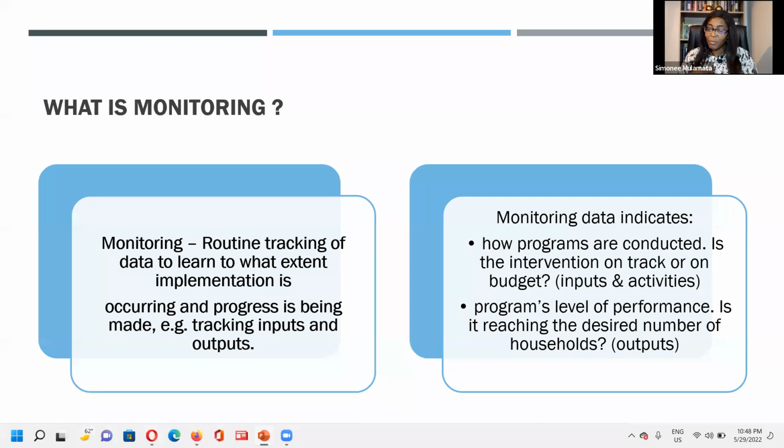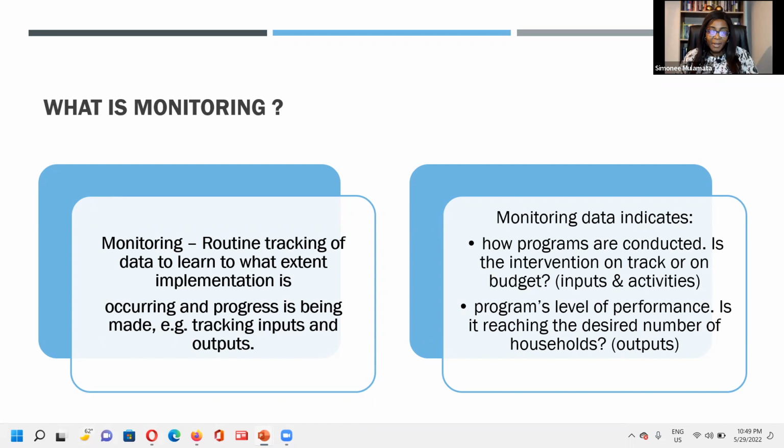And then also, monitoring data indicates a program's level of performance. Are we performing? Are we moving? Are things happening? And if nothing is happening, what are we doing about it? Reaching the desired number of households, that is just an example, or individuals, depending on your target group. That is monitoring, just in a nutshell, explained to give you an idea.